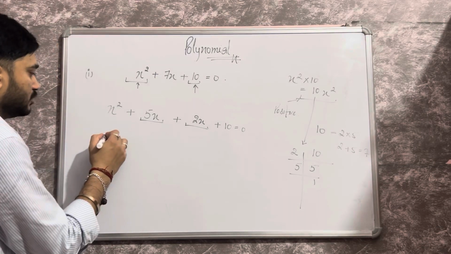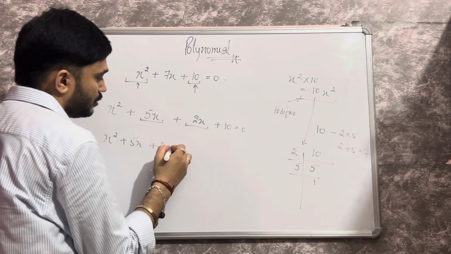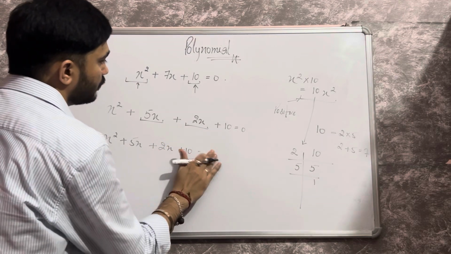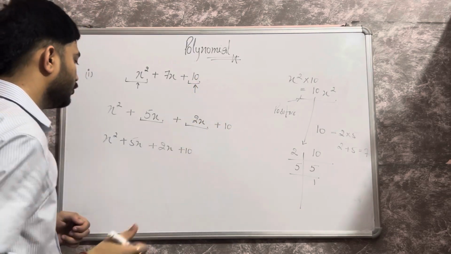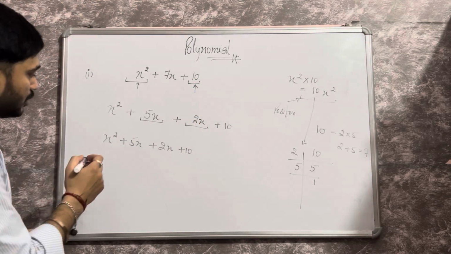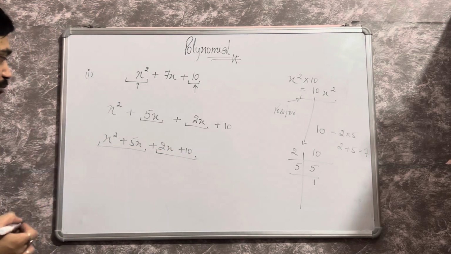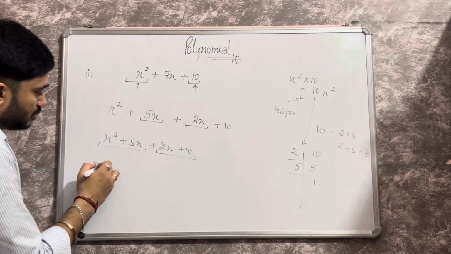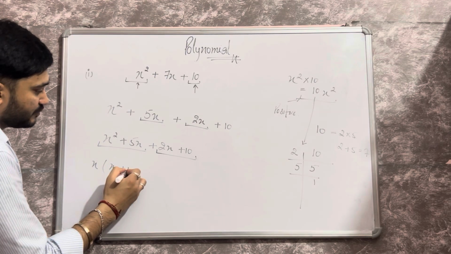Now just write this 2x plus 10, equal to 0. Not equal to 0, we are not solving for x. Here it is. Now just pair the first two terms and the last two terms. Take the common value from here. So the common value from this will be x. You are left with x plus 5.